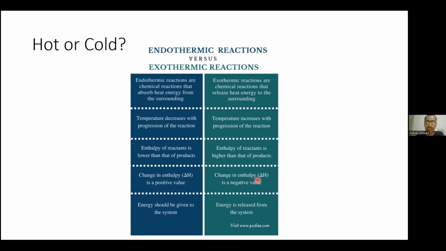So if delta H is negative, you can say that the reaction is exothermic. And if delta H is positive, just by looking at the positive value, you can confidently say that the reaction is endothermic. So we have a fifth point here: energy should be given to the system. For endothermic reactions, we give the energy to the system, and for exothermic reactions, the energy is released from the system. So this is how we differentiate between endothermic and exothermic reactions.